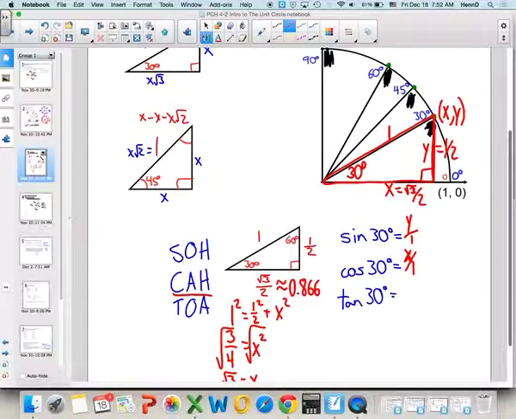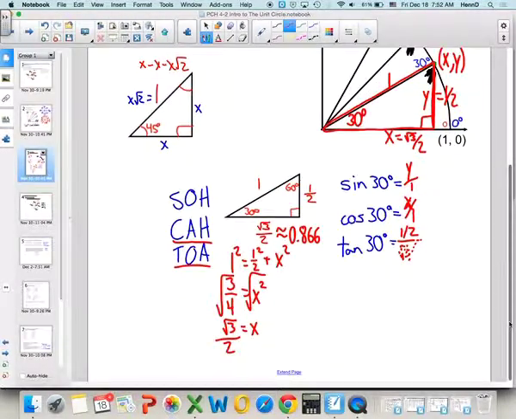is the tangent. Notice tangent is opposite over adjacent. Now that we know the two legs, we could say that the tangent of 30 is 1/2 over root 3 over 2. If you reduce that, it would be 1 over root 3, which is root 3 over 3. And that's how you should express the tangent if you were asked to find it.